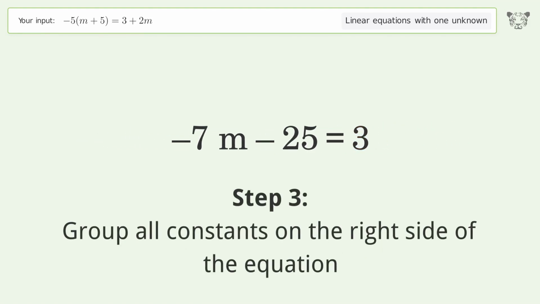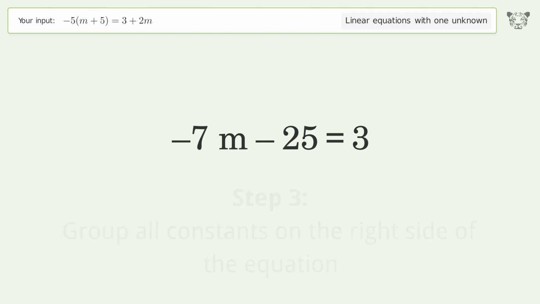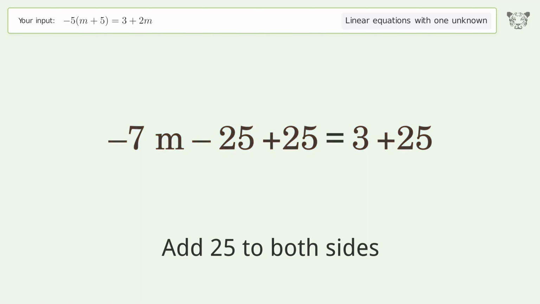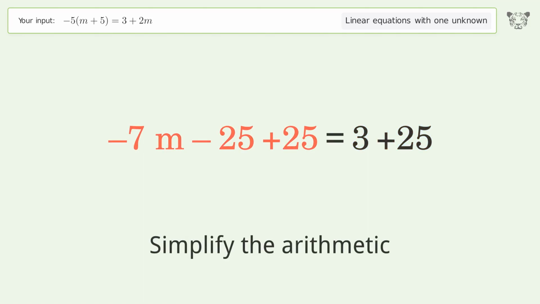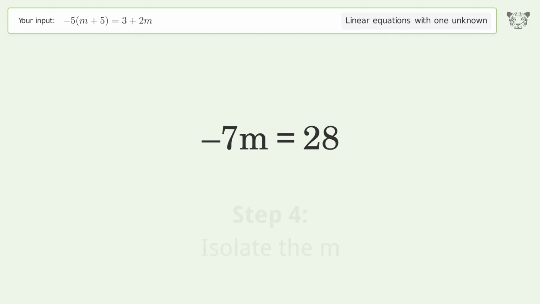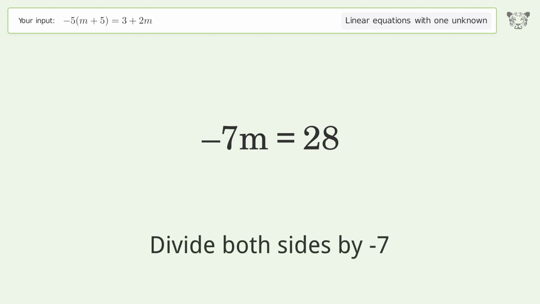Group all constants on the right side of the equation. Add 25 to both sides. Simplify the arithmetic. Isolate the m. Divide both sides by -7.